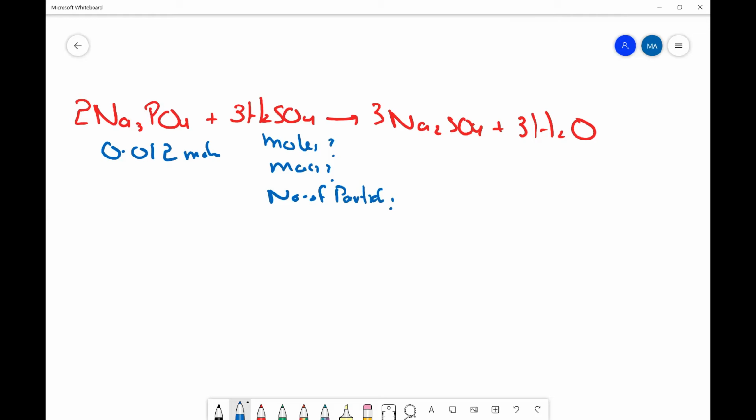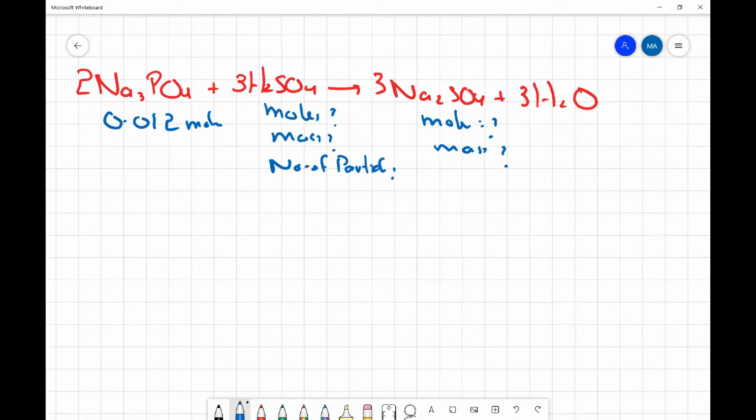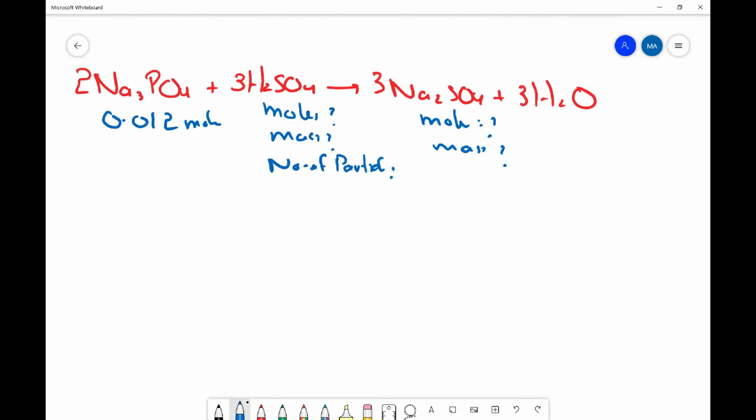And then you're also asked to find the moles of Na2SO4, and the mass of Na2SO4. Then we could ask for the volume of H2O as well. Now we are asked to find 6 unknown quantities, and we're just given one thing, that is moles.